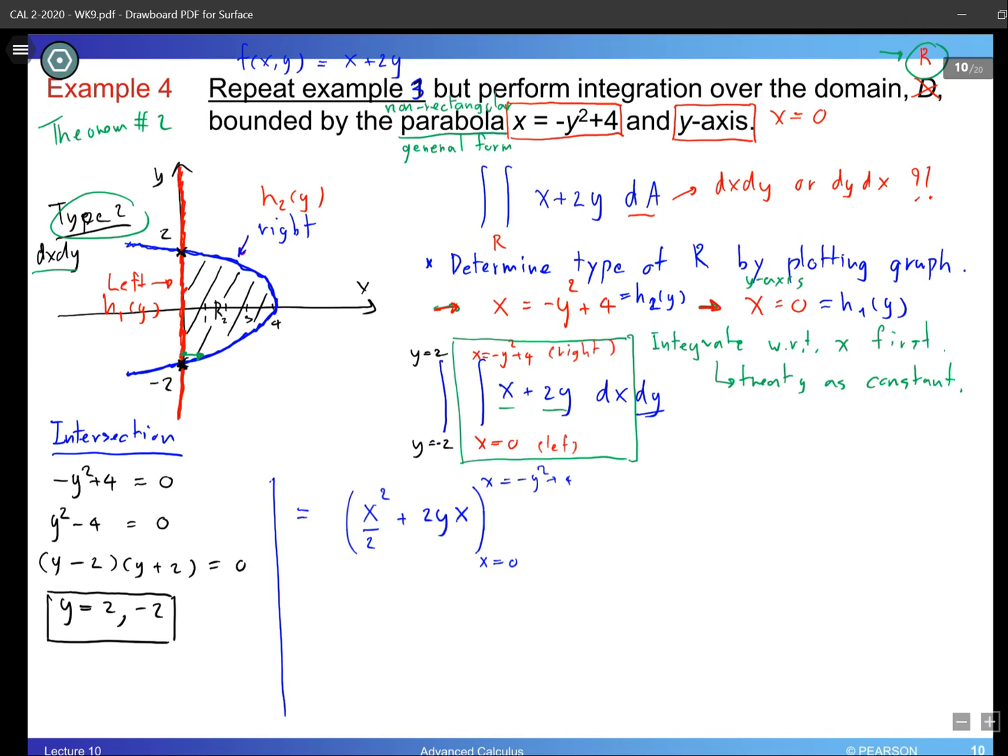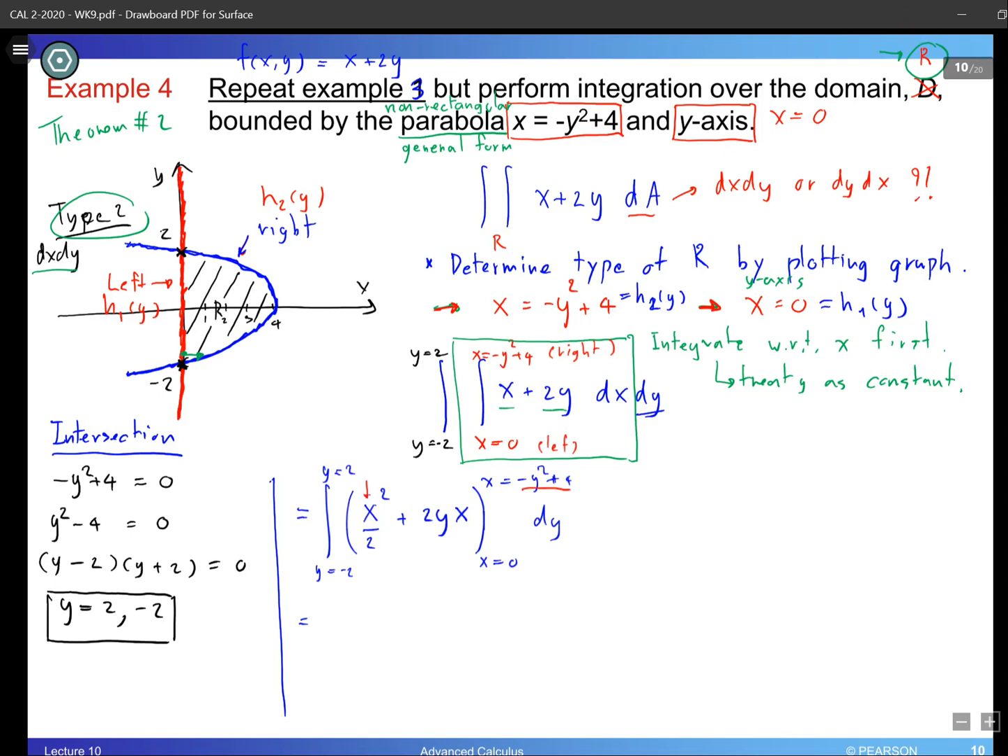Now don't forget the other integration sign right here with respect to y, and y has to span from y equal to minus 2 to y equal to 2. It's going to be messy again. So this value of x is going to go in, minus y squared plus 4. It's going to go in there as x.